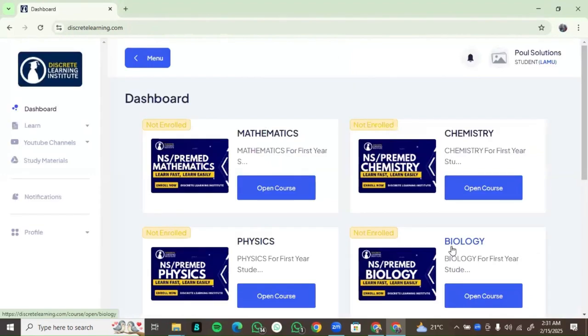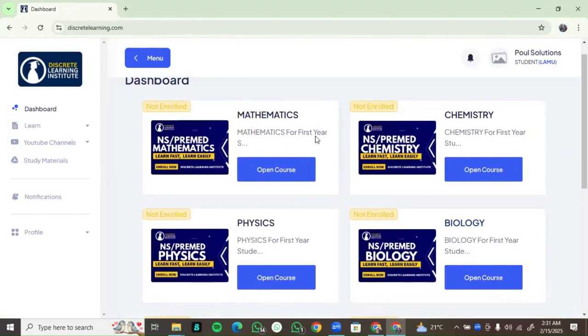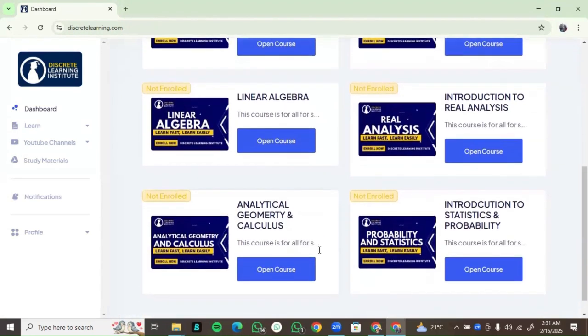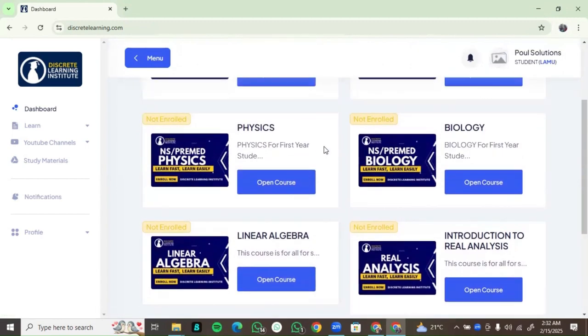So what you can see here is that, okay, I have these courses. So we offer math, chemistry, physics, biology. And for those that are at UNZA doing second year statistics, engineering, actuarial science, okay, even economics, okay, we have some courses for you as well. So we have linear algebra, introduction to real analysis, analytical geometry and calculus, and introduction to statistics and probability, okay. So this is the page that you're going to see.